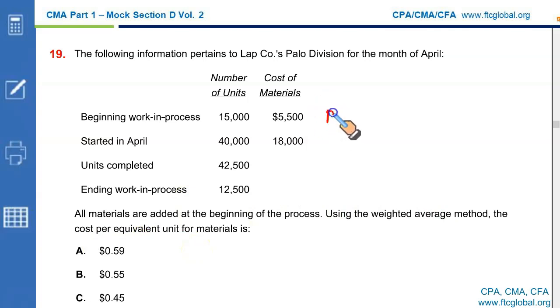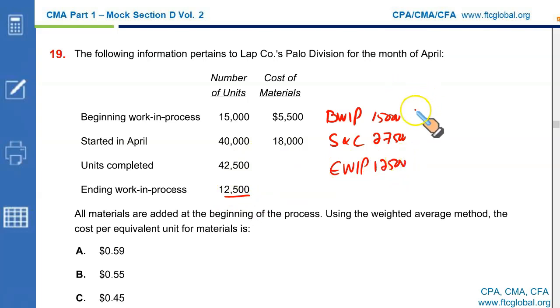First and foremost, what we have been doing, splitting your units into three populations: beginning work in process, started and completed, and ending work in process. Beginning work in process, 15,000, fully complete with regard to material. If we completed a total of 42,500 units, out of that 15,000 were from the beginning work in process. So I told you started and completed is equal to units completed minus beginning work in process. The difference would be the started and completed. It's going to be 27,500 and ending work in process given a straightforward 12,500.